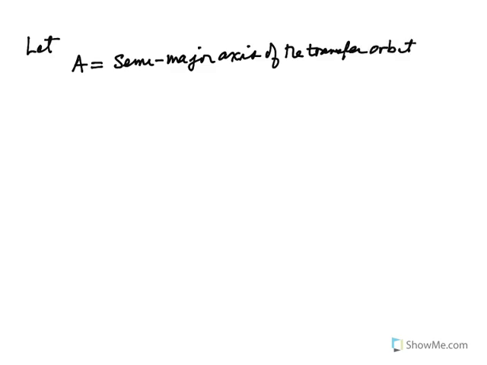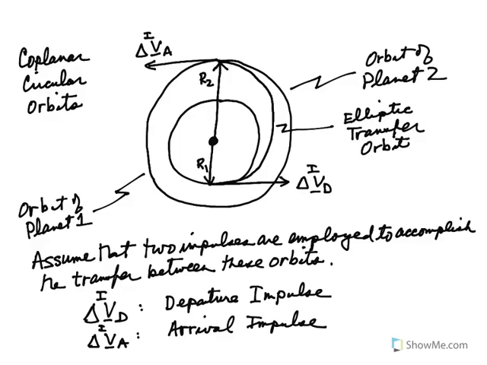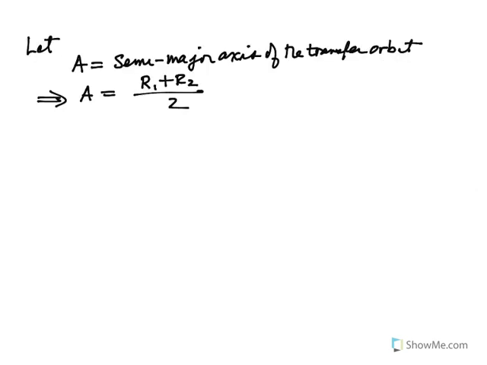Now, because the respective circular orbits have radius r1 and r2, this is going to equal r1 plus r2 all divided by 2. So we can write that down over here just for completeness. A is equal to r1 plus r2 all divided by 2. Now, we can use this information to construct this interplanetary Hohmann transfer.